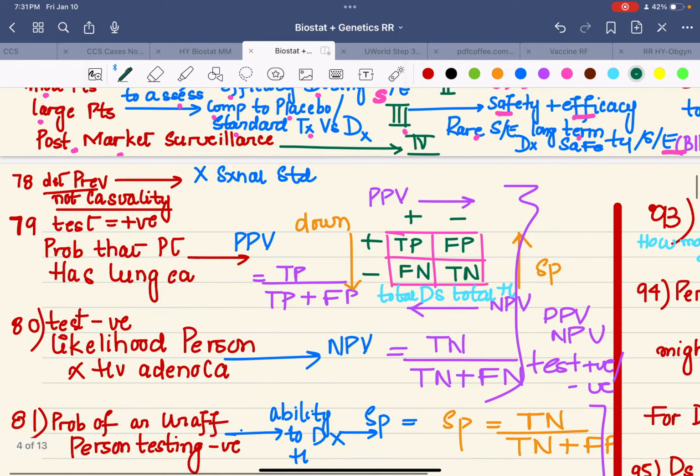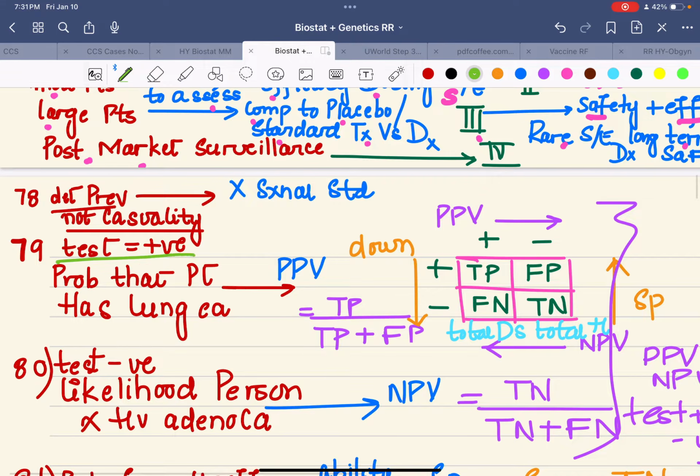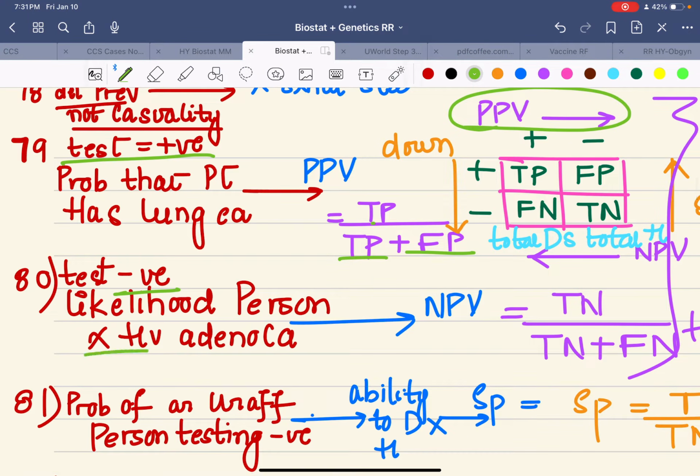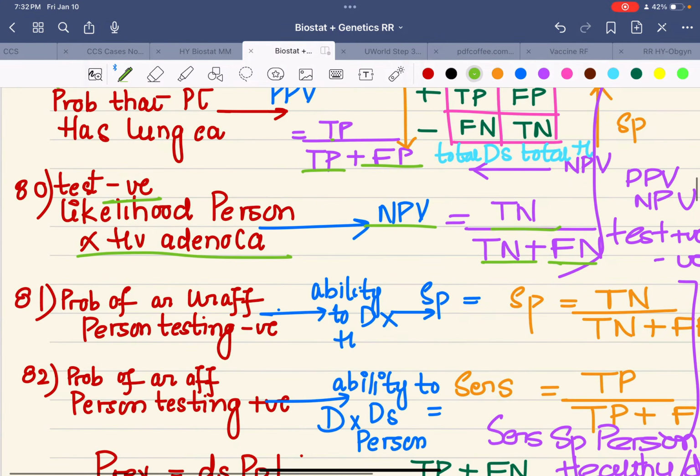And let's see, yeah, so if the test is positive and then we want to know if the patient has lung cancer, this is PPV, and PPV is always going to the right, so it will be true positive divided by true positive plus false positive. I'm sorry about that. And then if the test is negative and we want the likelihood that the person does not have the disease, it is negative predictive value, going to the left: true negative divided by true negative plus false negative.